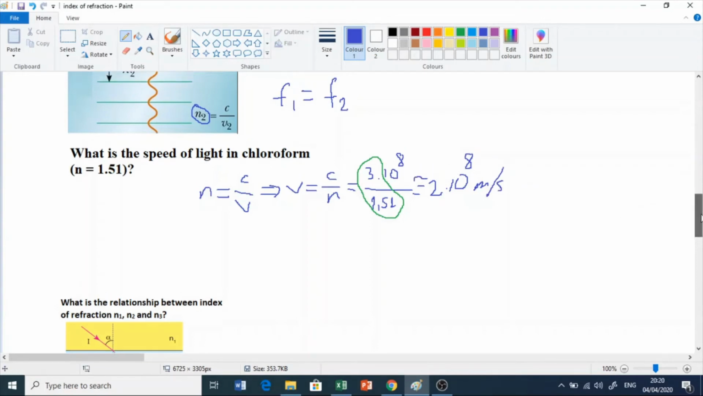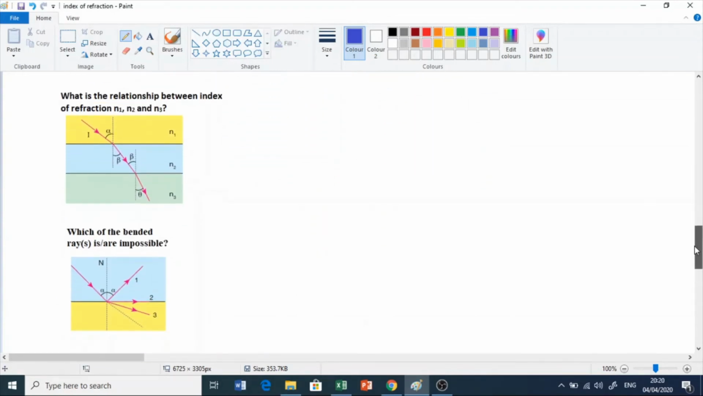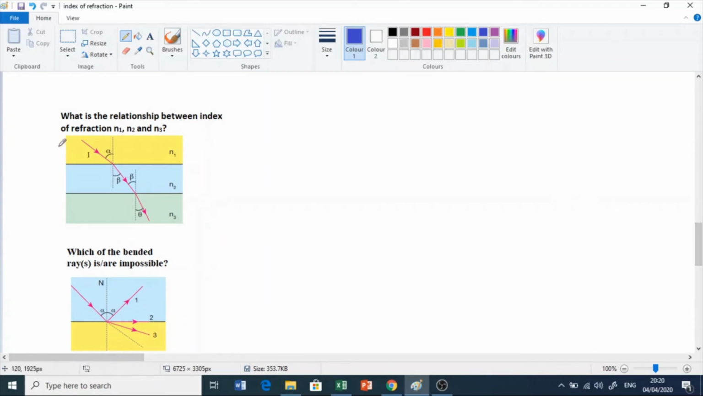Okay, let's look at another example. What is the relationship between the index of refraction of materials n1, n2, and n3? Here we have three mediums. The index of refraction of this one is n1, this is n2, and this is n3. The comparison between the index of refractions can be done. Let's look at the movement of the light from the first medium to the second medium.